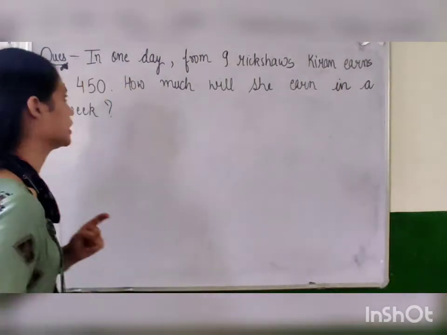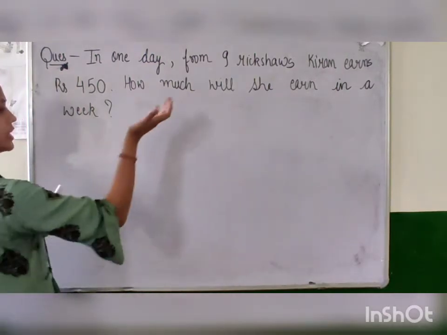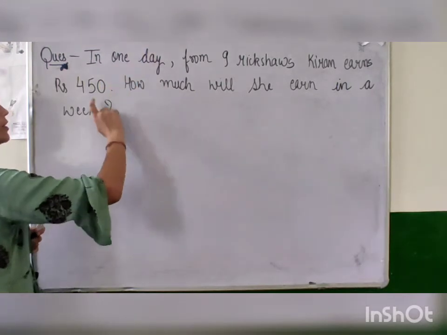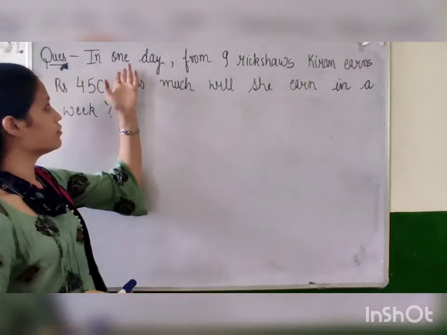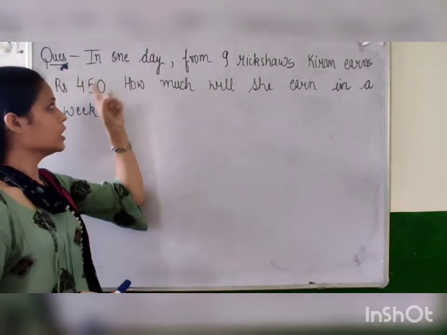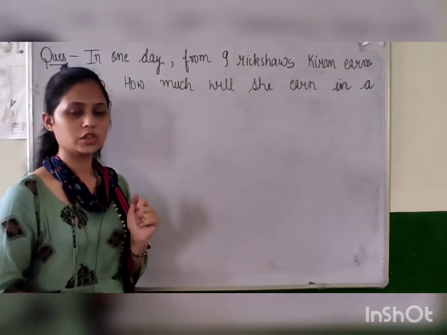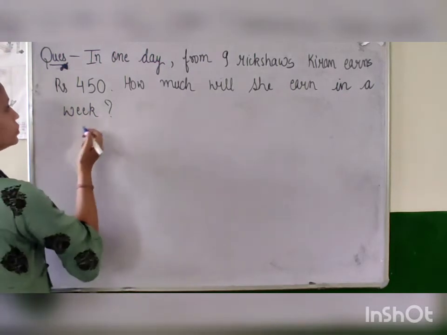Okay, in a week, in 1 week. So see what we will do. We have been given her earning for 9 rickshaws in 1 day, and we have to find out for a week. Here also we have been given the smaller amount, and we have to find for a week, which is a bigger amount than 1 day. So here also we have to go from 1 to many, then we will do multiplication. So let's see how we will do.